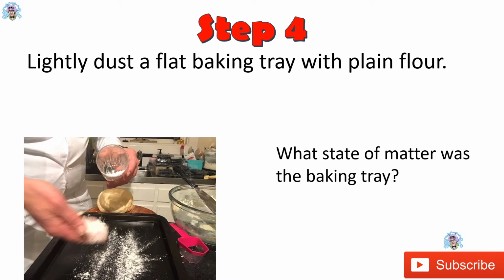Now, what state of matter was the baking tray? Was it solid, liquid, or gas? I'll give you some time. Now, a baking tray is actually hard, and if you touch it, it doesn't change shape. So if you answered solid, well done. Good job. On to step number 5.